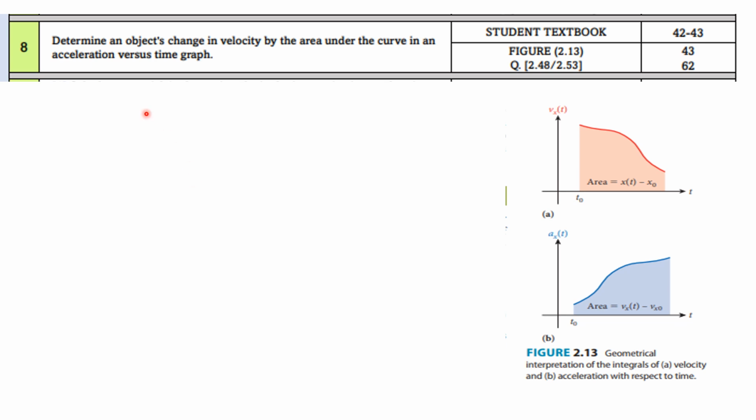Moving on to this slide, determine an object's change in velocity. I move to this point because I know it's relevant to that question. Determine the object's change in velocity by the area under the curve. For example, if we have a velocity time graph, the area under the curve is about the position.